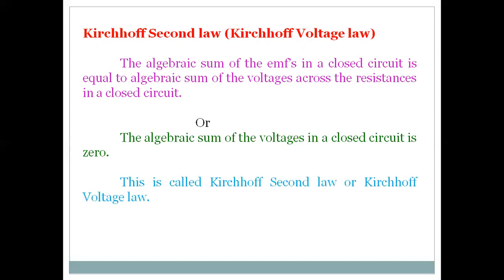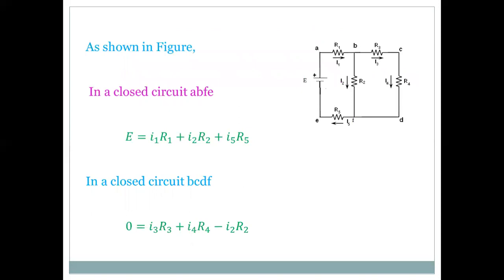Here we are using one closed circuit, that is ABFE. This is one closed circuit. It contains one battery and three resistances R1, R2 and R5. This is the second closed circuit, B, C, D, F. It also contains three resistances R3, R4 and R2. When we apply Kirchhoff's second law to this ABFE closed circuit, the algebraic sum of the EMF, with only one battery, so E, is equal to the algebraic sum of the potential differences across the resistances.